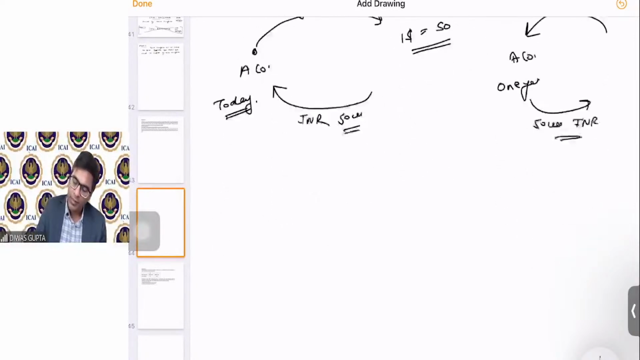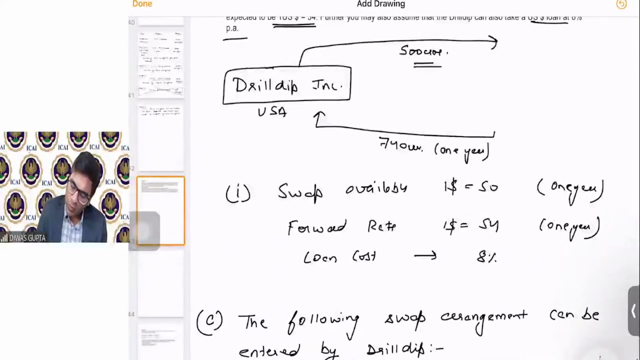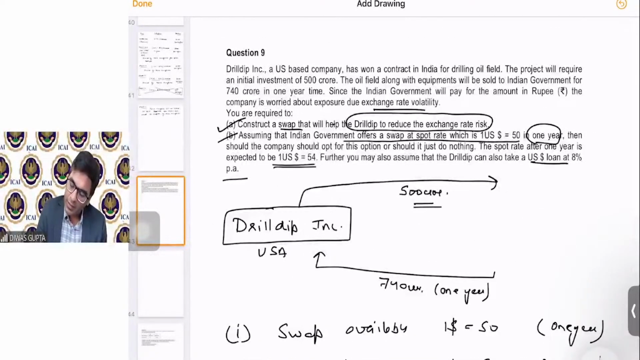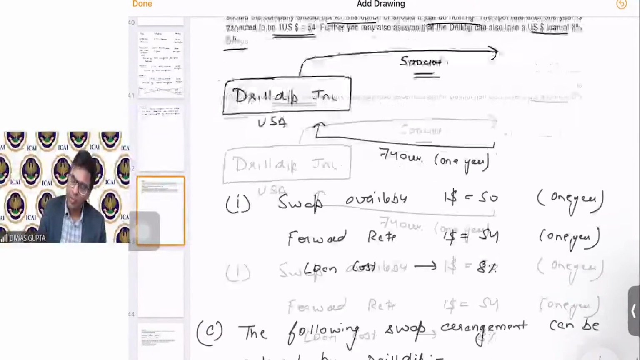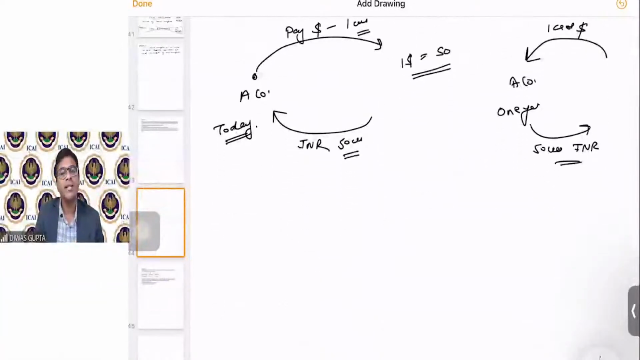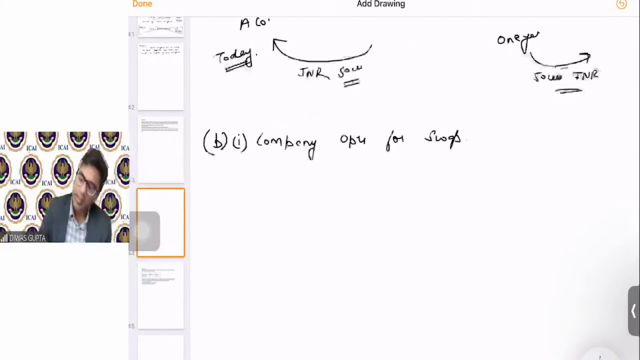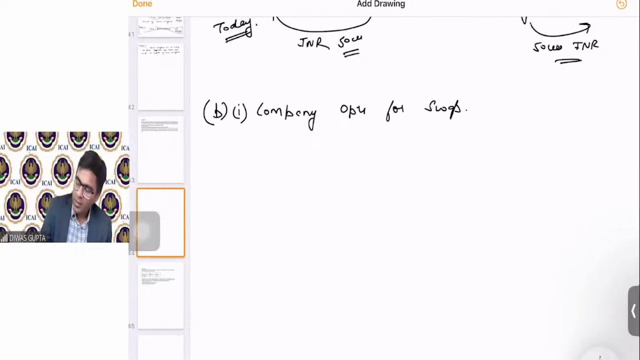Now let's come to the second part. Now they are asking us to construct a swap. Once the swap is constructed, should the company opt for this option or just do nothing? So we will have to compare two options. One, the company does not do anything. Or second, the company opts for the option, I mean the swap. Okay. So let's say the company opts for the swap. This is the first part under B.